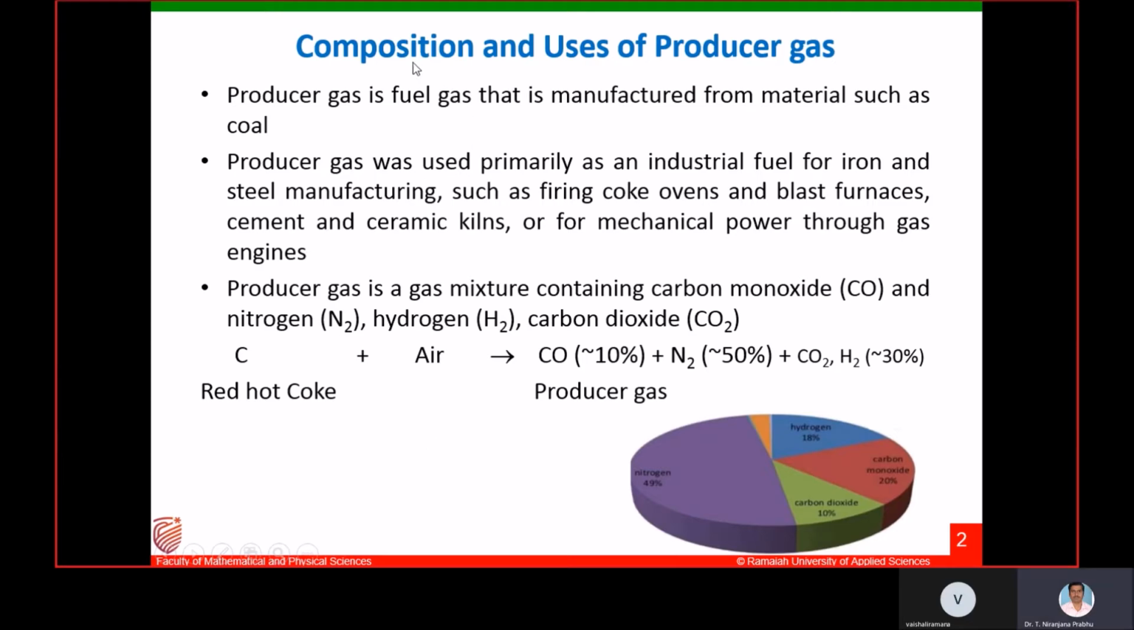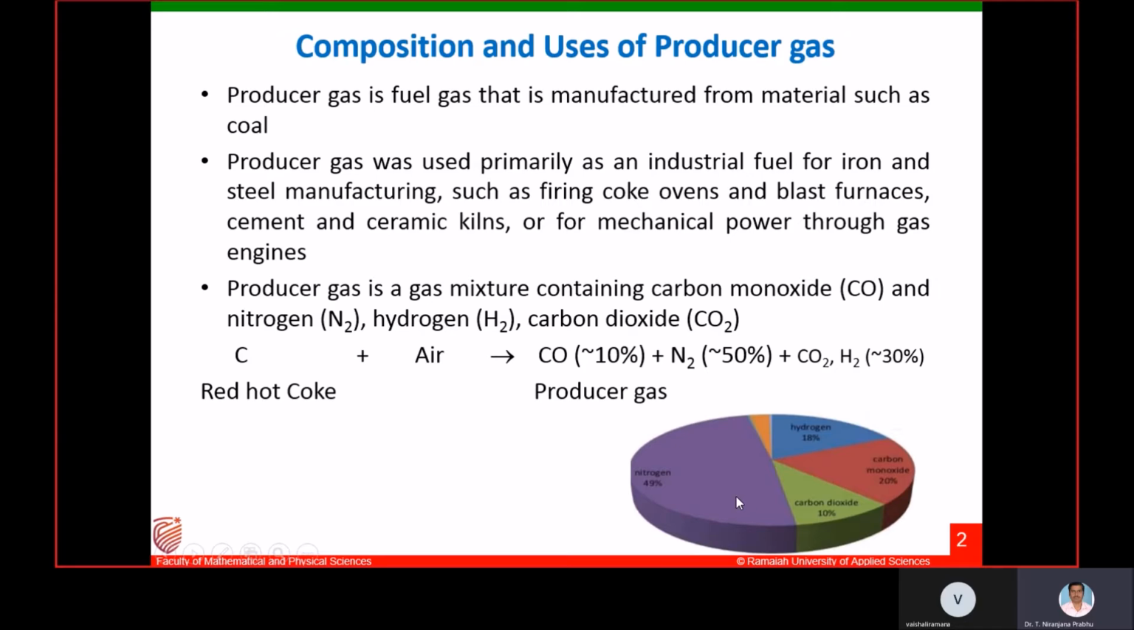First, let us see what a producer gas is composed of and also its uses. Producer gas is a fuel gas manufactured from materials such as coal. Okay, so it contains majorly hydrogen, nitrogen, carbon dioxide, and carbon monoxide. It's a mixture of all these gases.